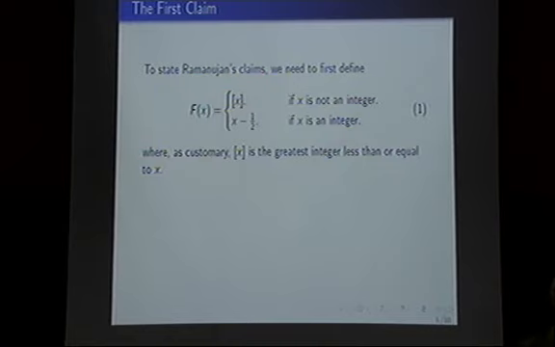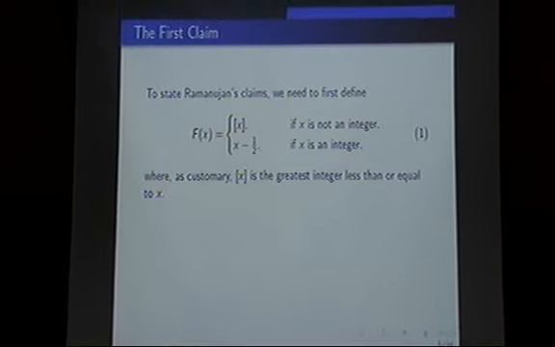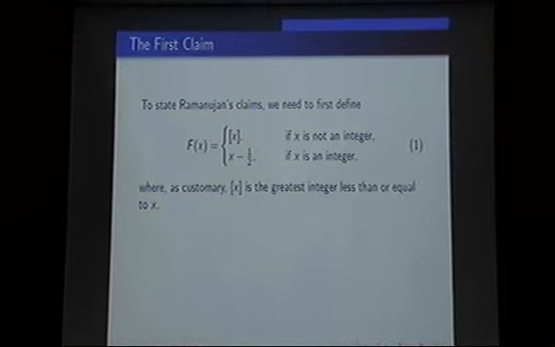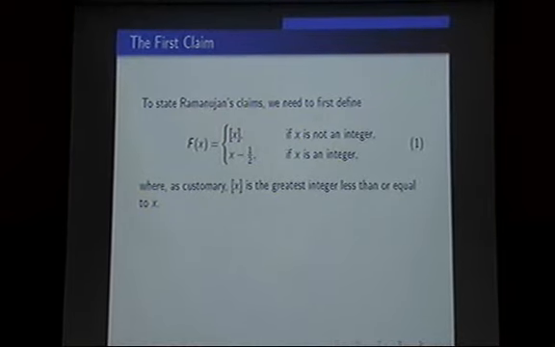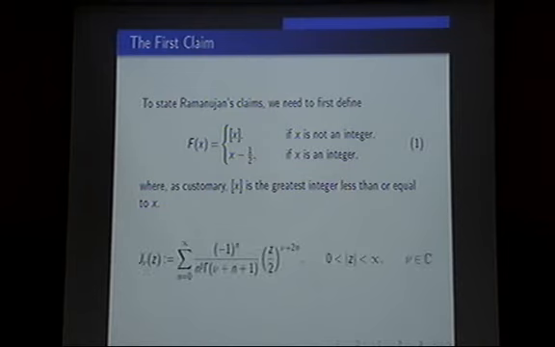So I want to concentrate mainly on the first entry. So we'll let f of x be the greatest integer function if x is not an integer, and x minus a half if x is an integer. So in other words, Ramanujan is just averaging out, so to speak, the greatest integer function. And I remind you of the definition of the ordinary Bessel function. In fact, we will only look at the case nu equals 1 in this talk.